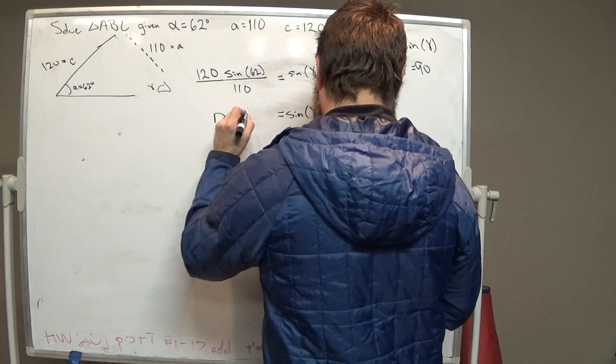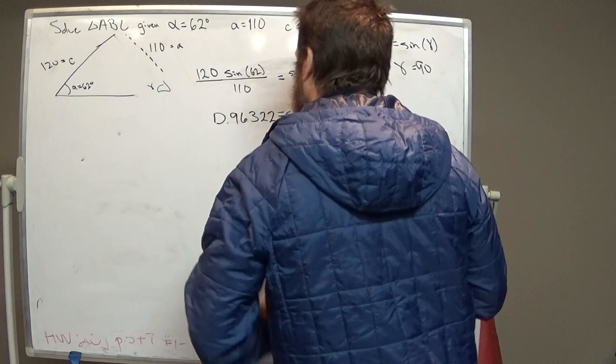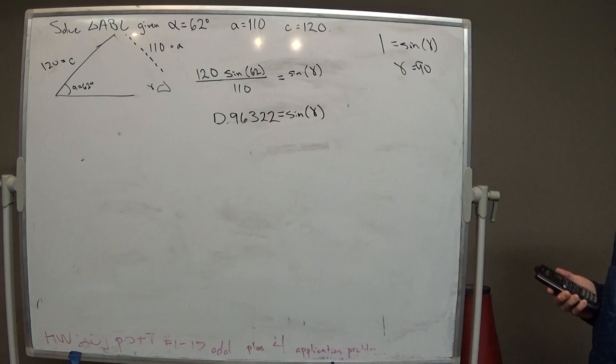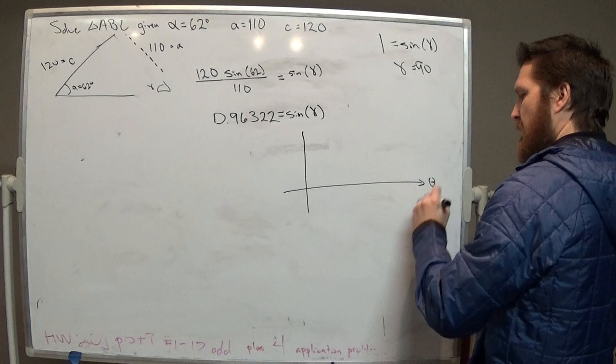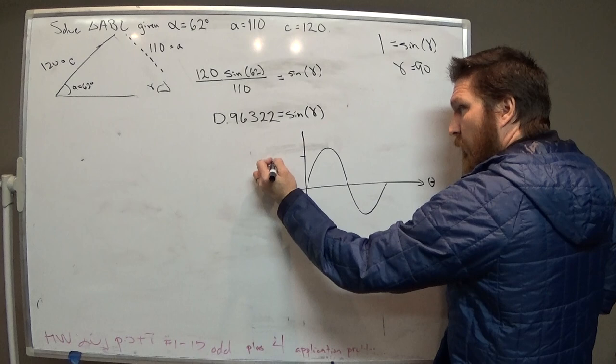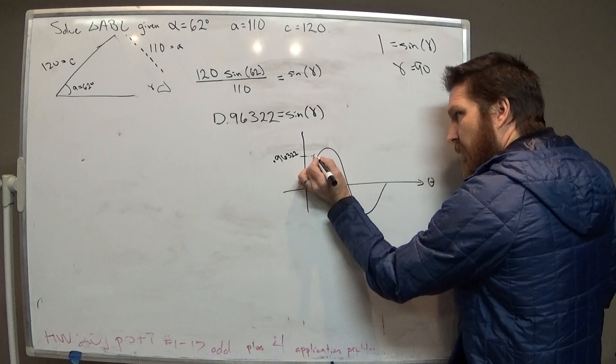0.963215. 0.9632. Now that works. Yeah, it's less than 1. So let's think about this. What just happened here? There's sine of some value. Here's theta, here's sine. The output of this function, sine theta, gives me 0.96322. There's two possibilities.